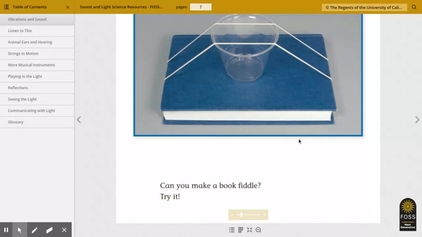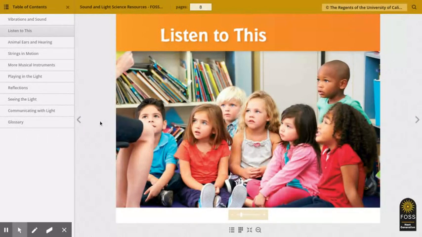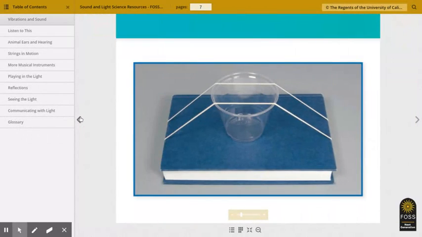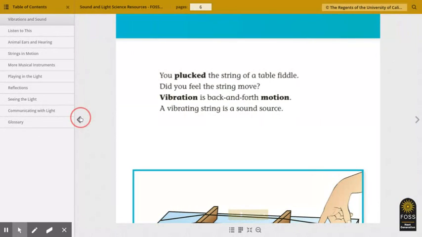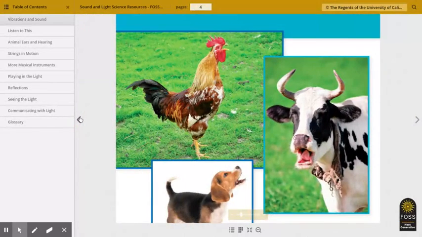Can you make a book fiddle? Try it. We actually don't have the supplies for a book fiddle, unfortunately. All right, boys and girls, so that was our reading on vibrations and sound. It talks about what vibration is and how it moves. It talked about what a sound source is, and about objects that make sounds.